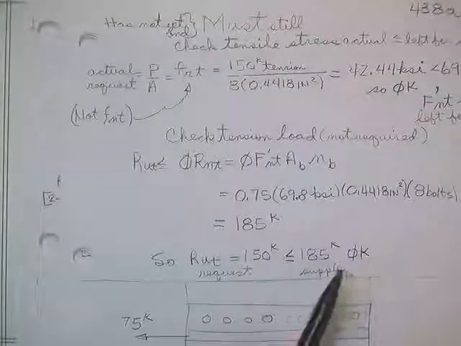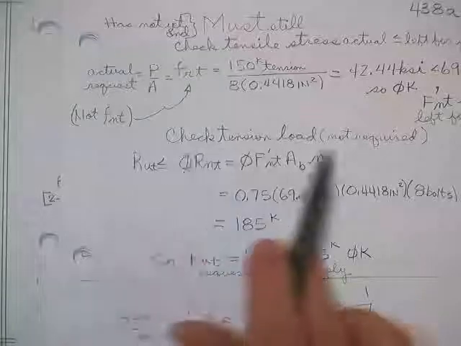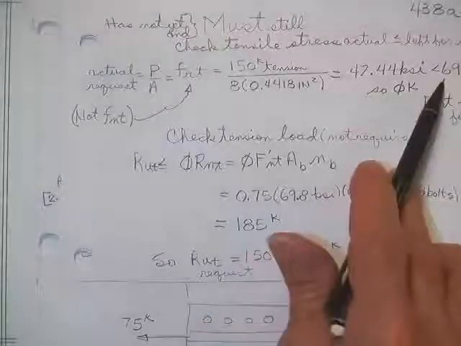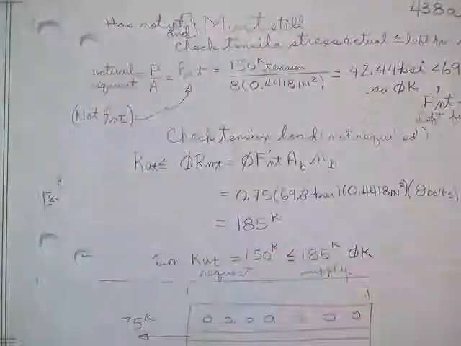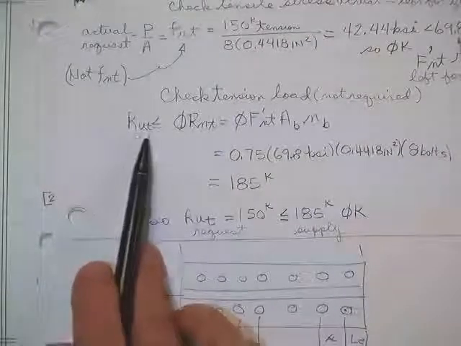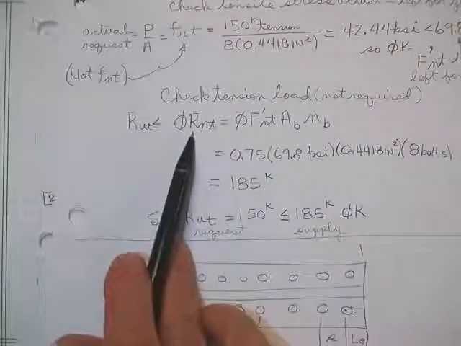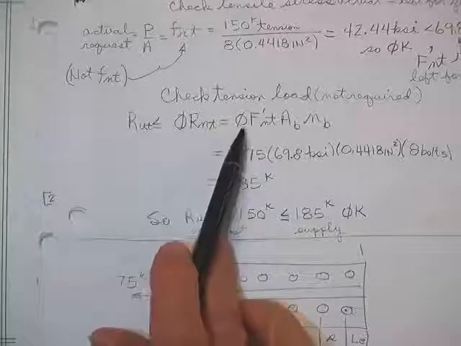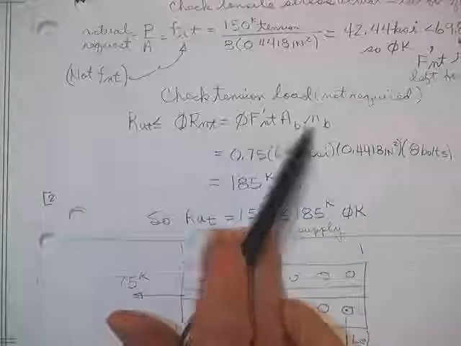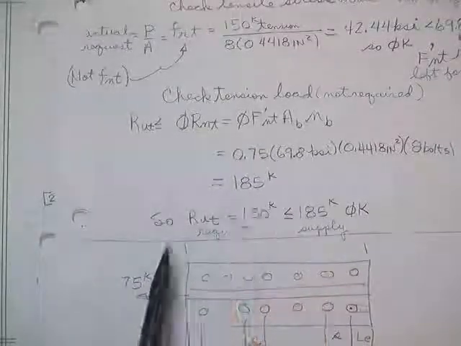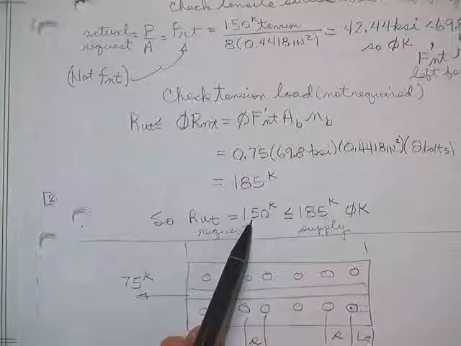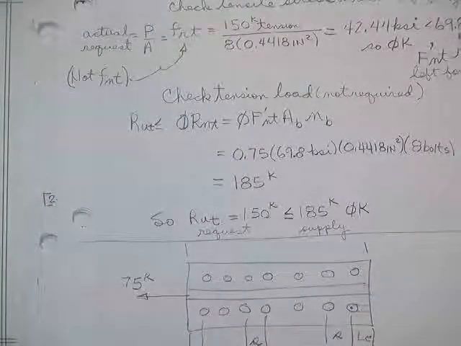Now you can do the same thing we did on the previous page. You can also check the loads, but it's not required. If the stresses are okay, the loads have to be okay. So R sub u T less than phi R sub nominal. That's phi, F prime, A_b, N_b, blah, blah, blah, 185 kips. You only asked me 150. Good enough.